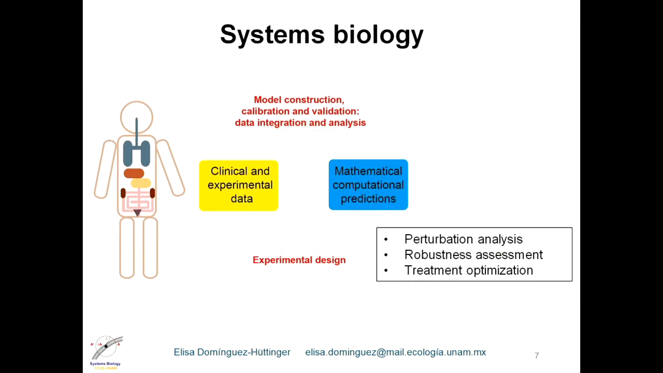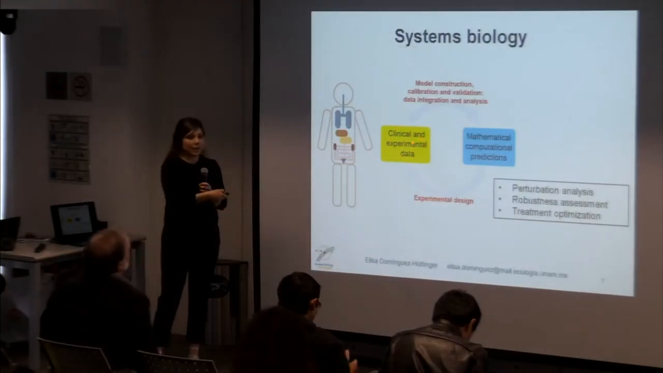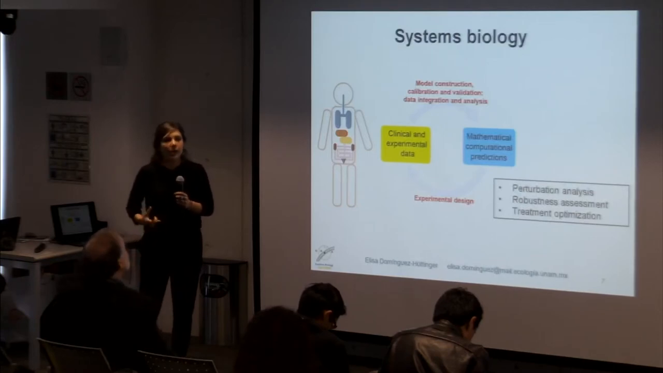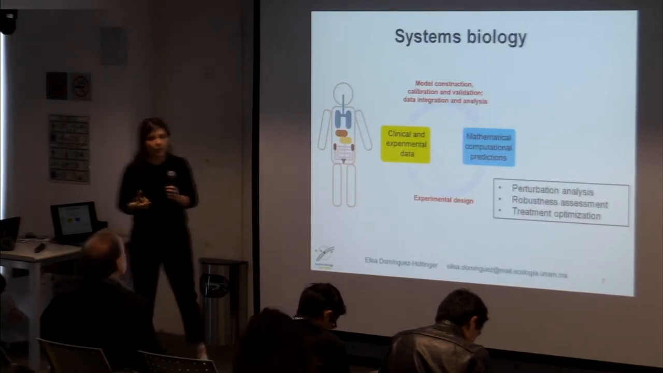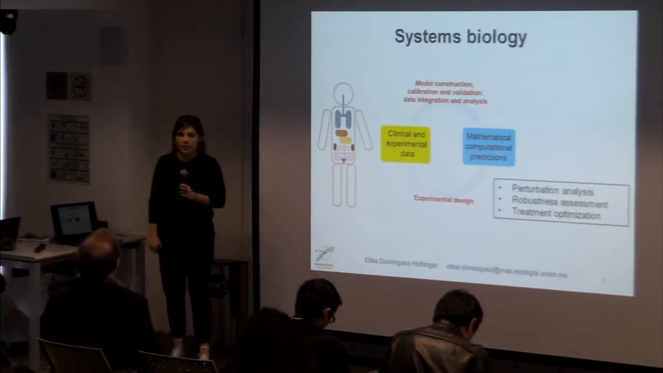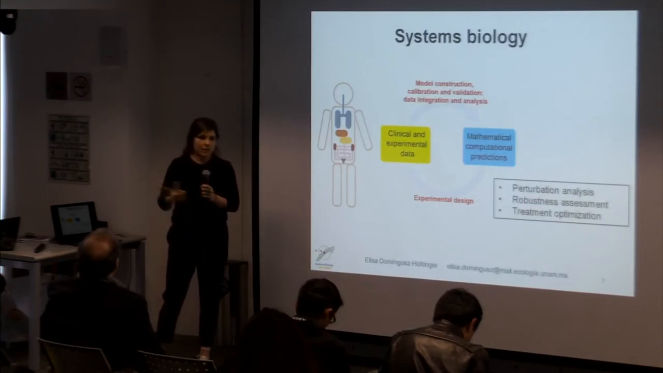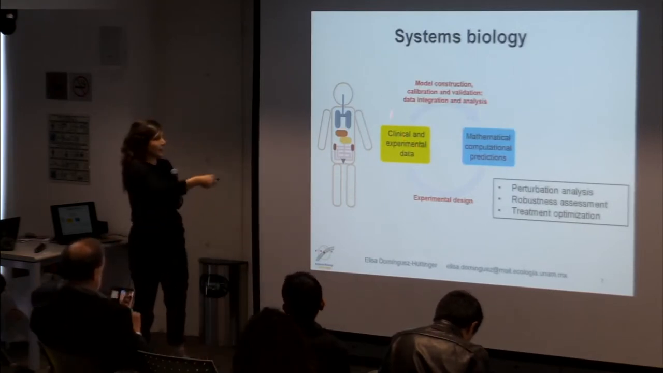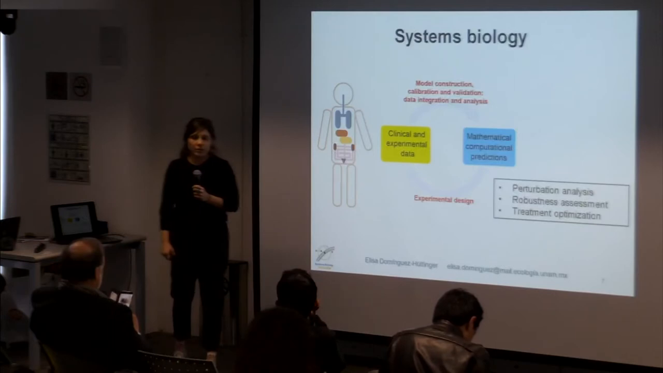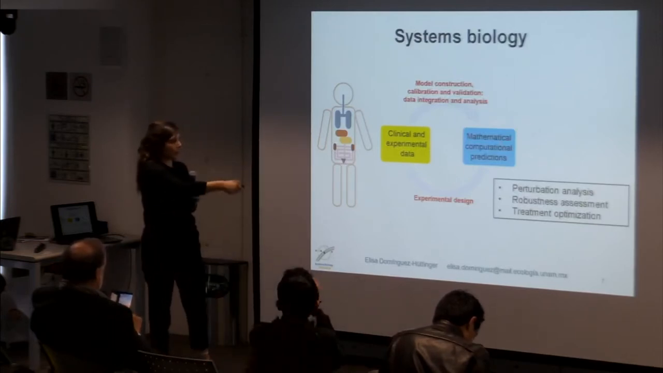So both bottom-up but also top-down approaches, which basically consist of an interplay between experimental and clinical data and mathematical and computational modeling. And this is really important because, for real health problems, it's very important to work very closely with experimentalists and clinicians. So we need to use real data, whichever is available, and integrate and analyze this data using mathematical and computational models. So once we have these mathematical models, what can we do with those?